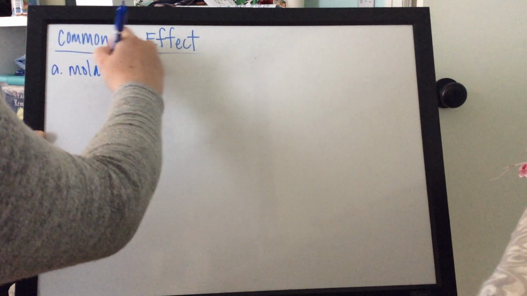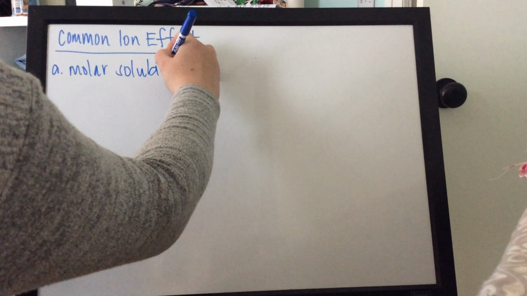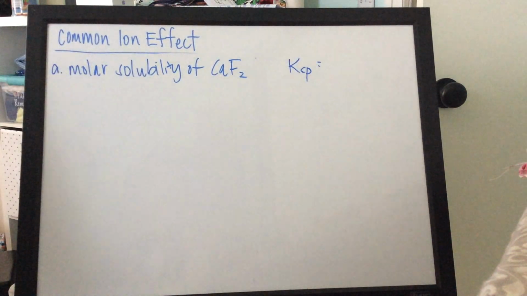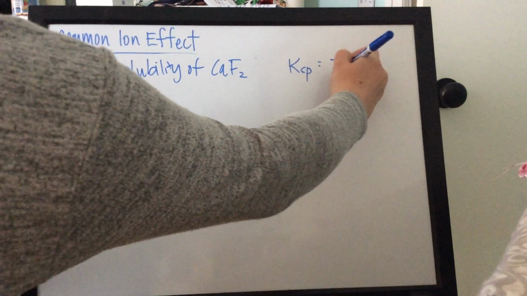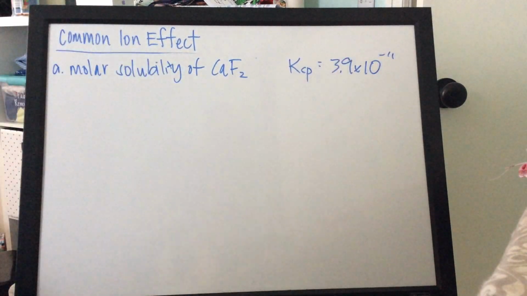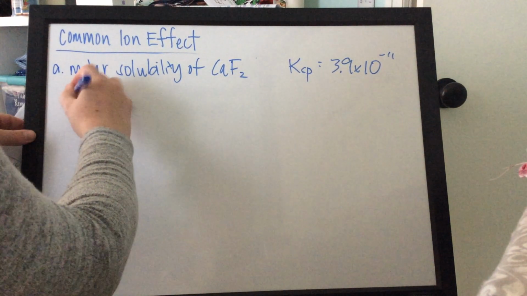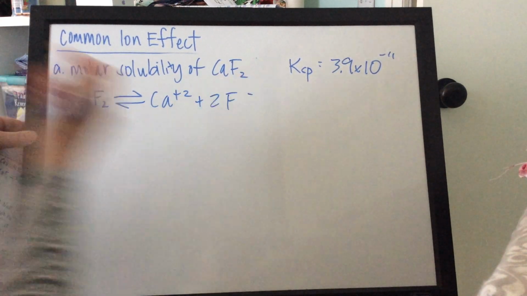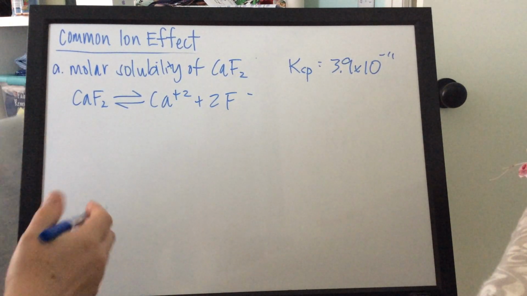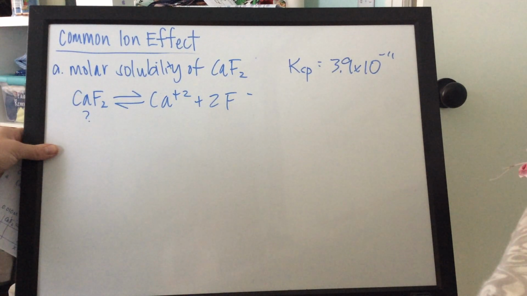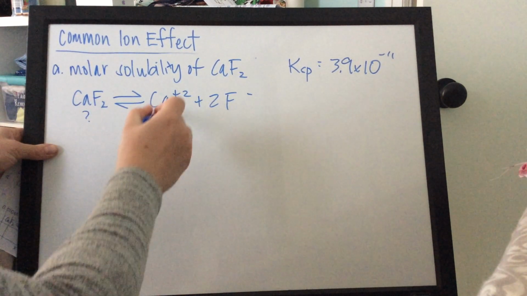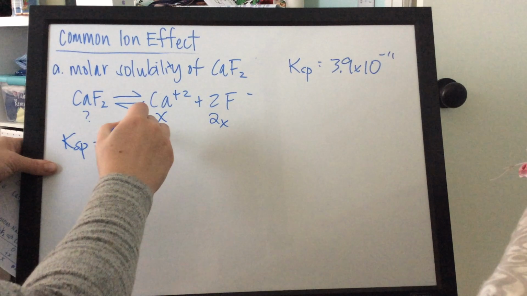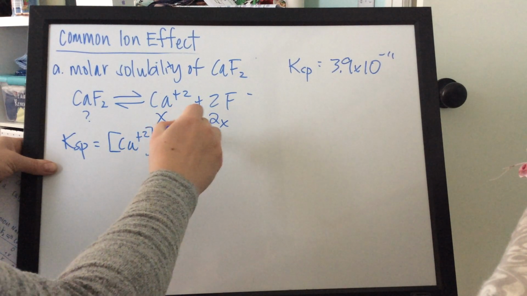So we'll do the molar solubility of CaF2. We can look up the KSP. We find that the KSP is 3.9 times 10 to the negative 11 for this substance. So I can write what I just had up here. I want to solve for this molar solubility, so I'm going to call the calcium ion concentration X, the fluoride ion concentration 2X. I'm going to write a KSP, which would be the calcium times the fluoride squared.